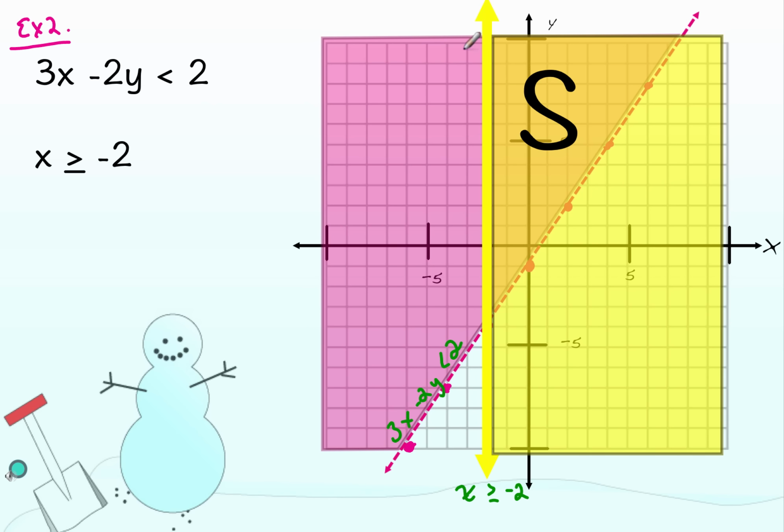So once again, I'm going to pick a point. There, I'm going to pick that point right there, which happens to be the point 1, 3. So put a 1 in for X, put a 3 in for Y. So 3 minus 6 is -3. Is that less than 2? Yes. Okay, now here it only wants the X value, which is 1. Is 1 greater than or equal to -2? Absolutely.